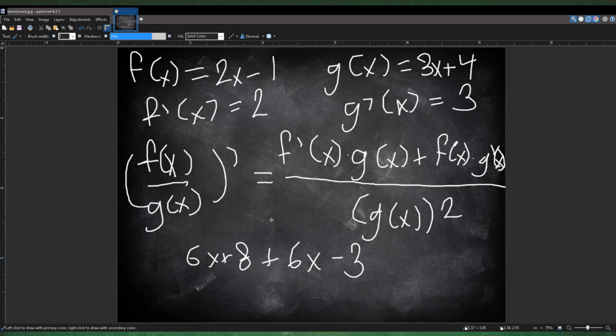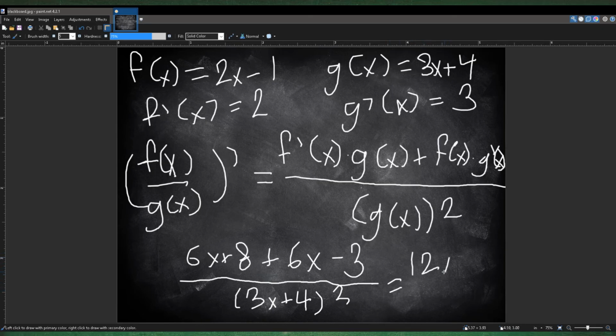This is what we got for the product rule in our previous example. So that's 12x minus 5, right? I mean 12x plus 5. And now this time you have to divide by g of x squared. So now you have 3x plus 4, and now you square it. So this is going to be your derivative, which is going to simplify to 12x plus 5 divided by 3x plus 4.